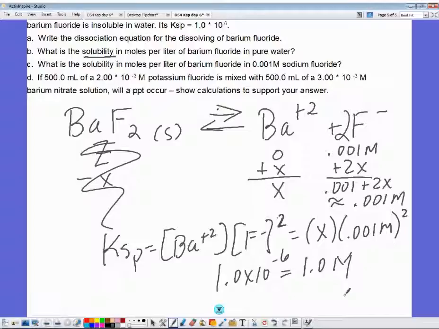Yes. Well, not that equals, Ms. Matney, not that. Let's rewrite that. That is x times 0.001 squared, which is 1 times 10 to the minus 3 squared. Oh my goodness, 1 times 10 to the minus x. That means those go away and I'm left with x equals 1.